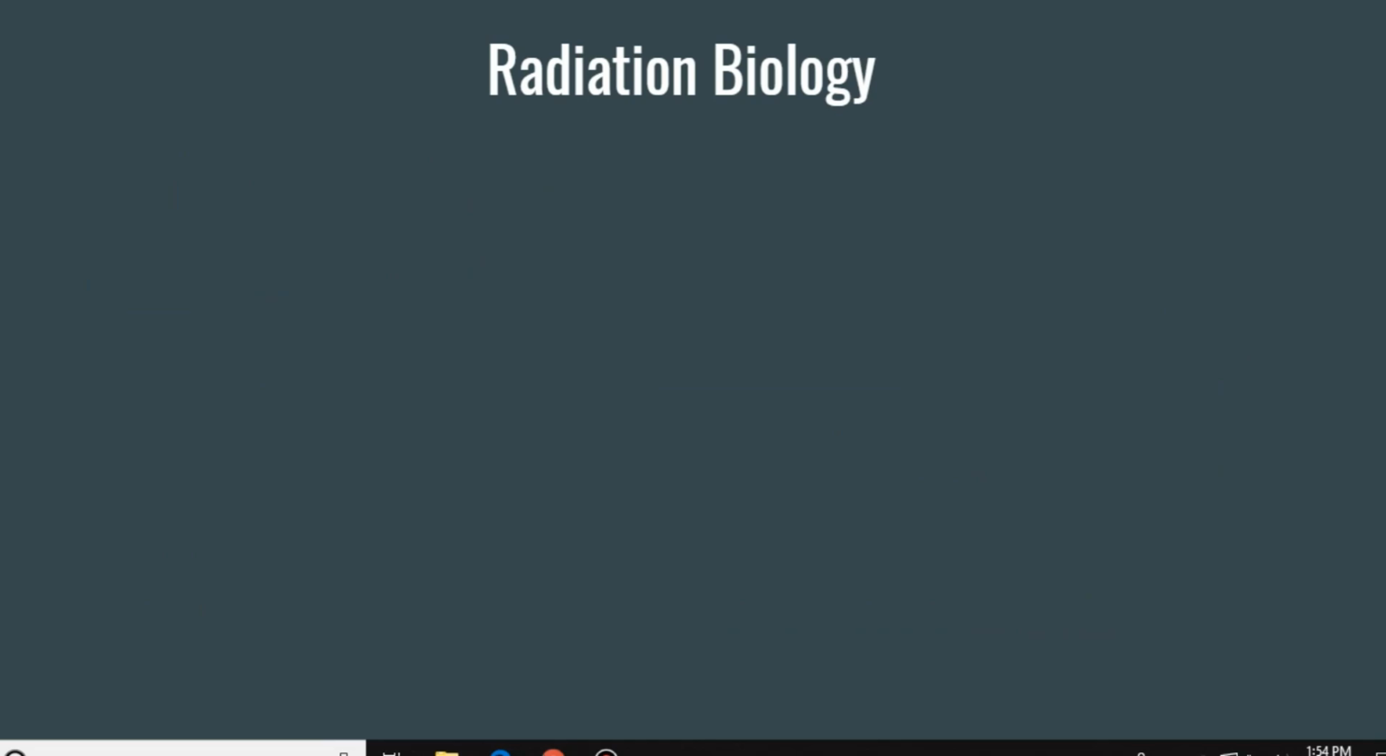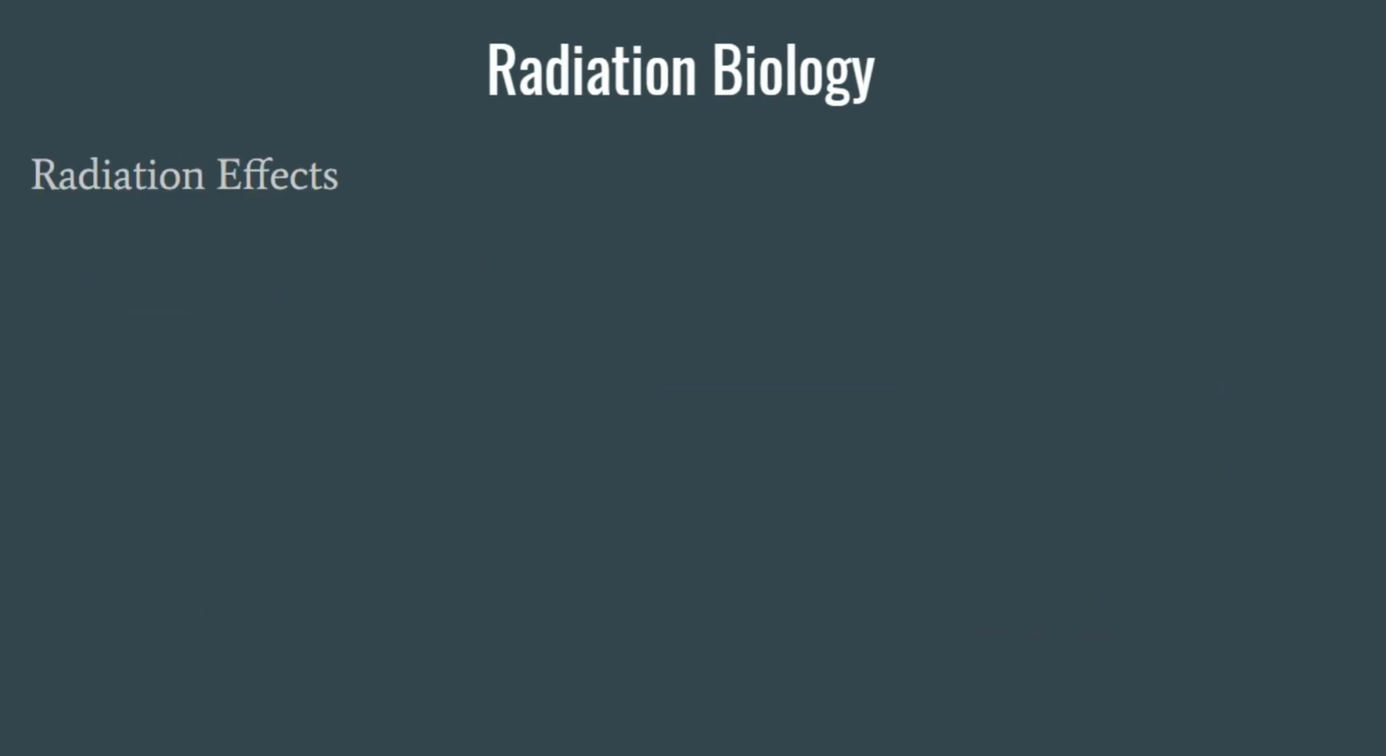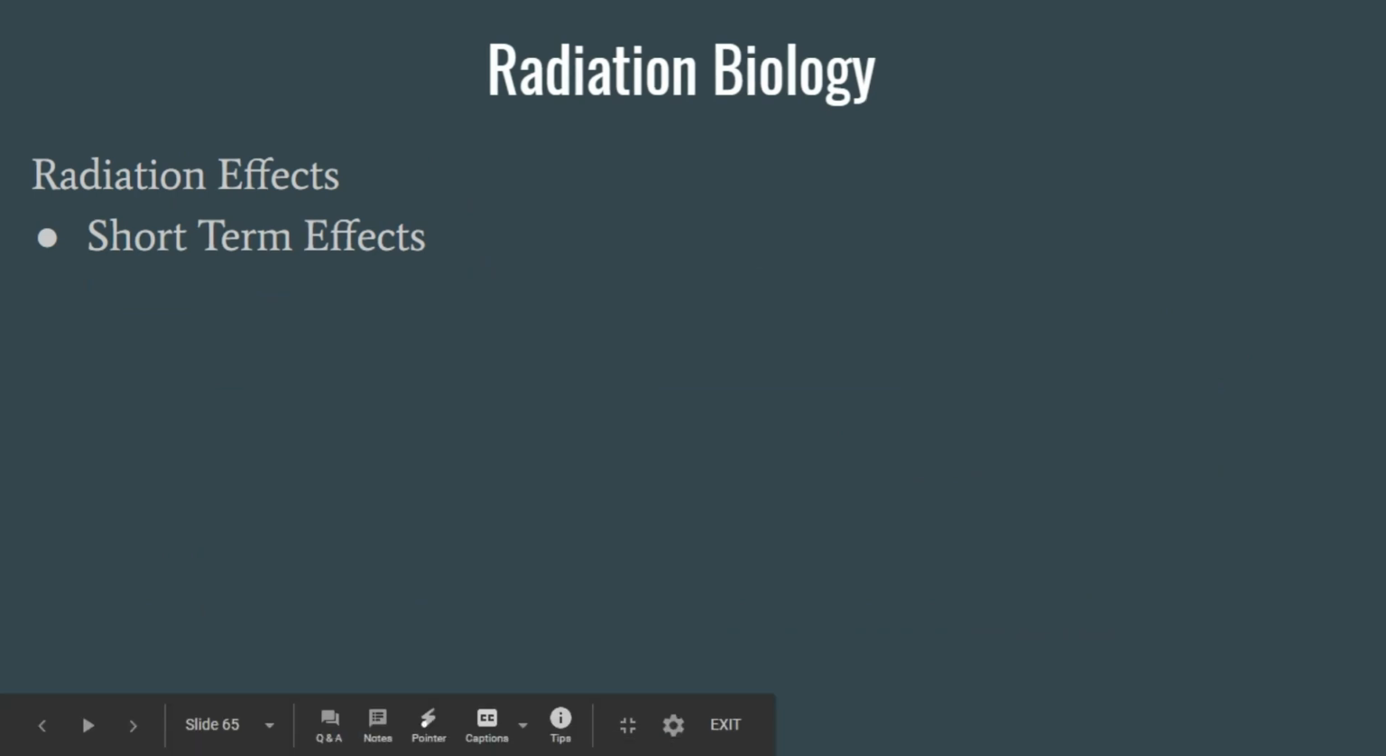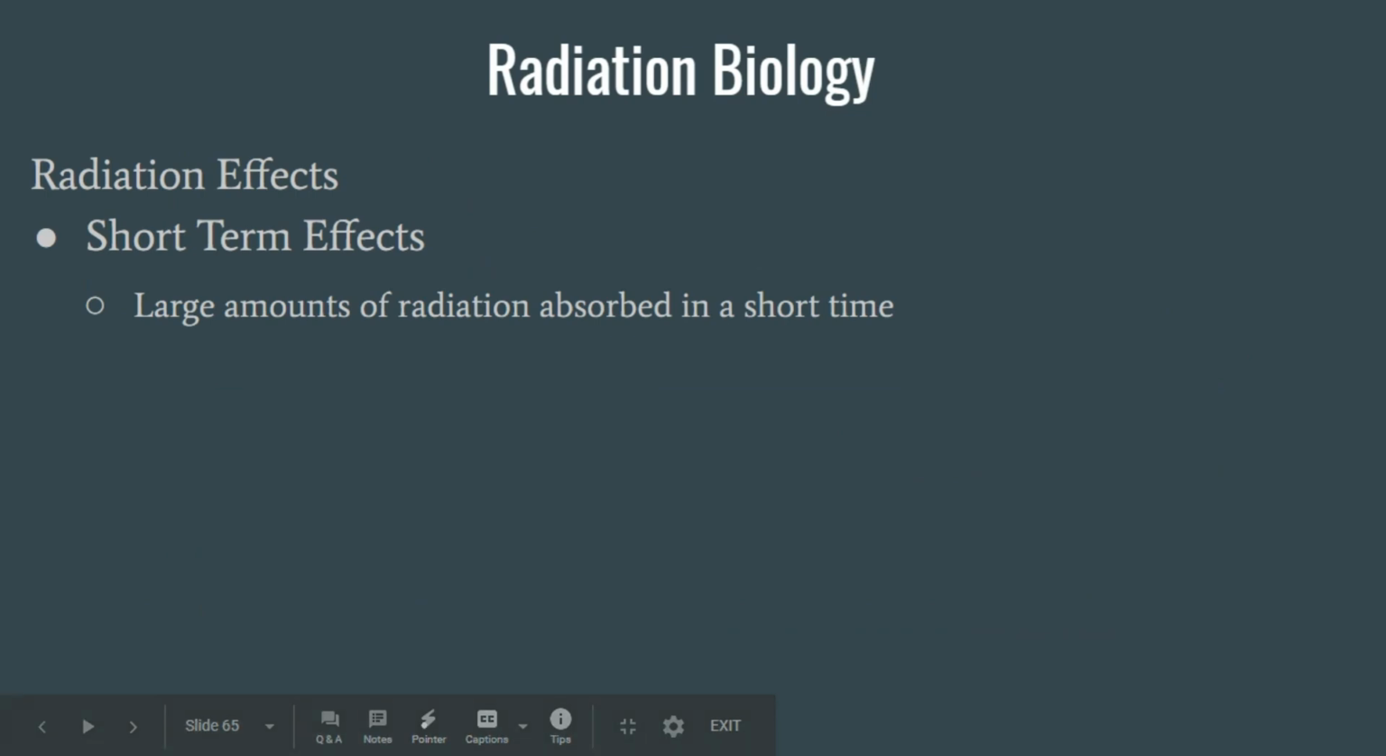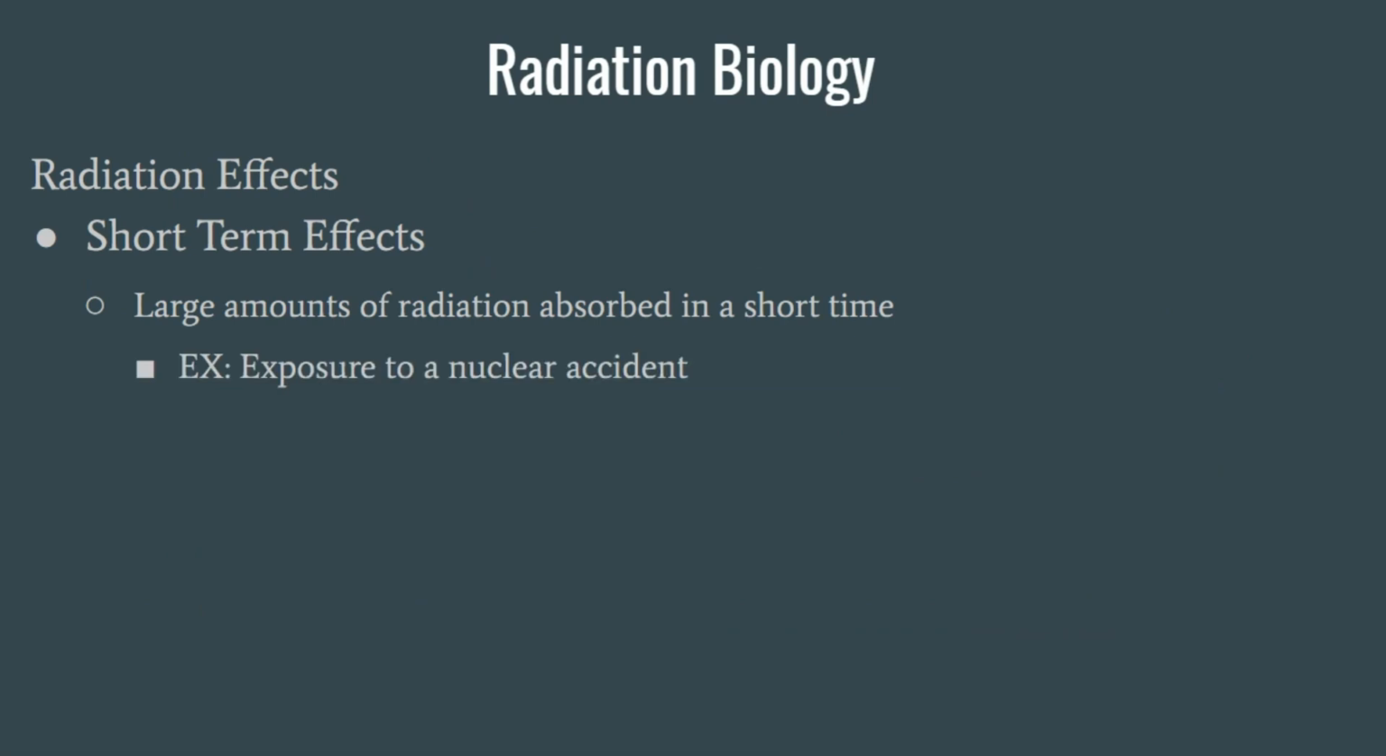There are a couple of different ways that we can describe the radiation effects that may occur. The first one we are going to use here are short-term effects. This is when a person may receive large amounts of radiation absorbed in a short period of time. So if there is an exposure to a nuclear accident, that's a large amount of radiation in minutes, seconds, hours. So that could lead to something called acute radiation syndrome, or ARS.